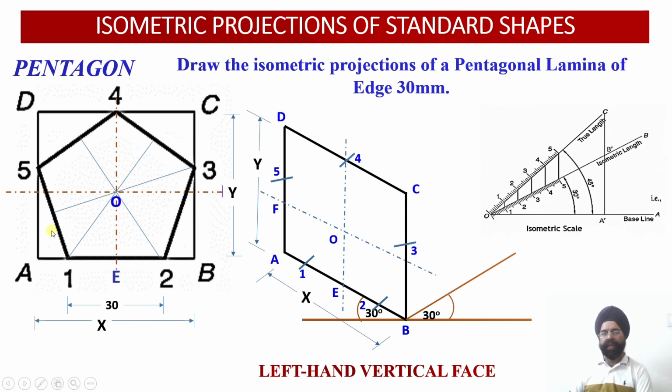From A to D, measure this distance in true length, evaluate the isometric length, 0.5 will be located. Measure this distance true length 4 to C, measure the isometric length, and then mark it over here. So all the 5 points, they can be located, and once you evaluate 5 points, join them. So this gives you the construction of the standard pentagon shape on the left hand vertical face over there.